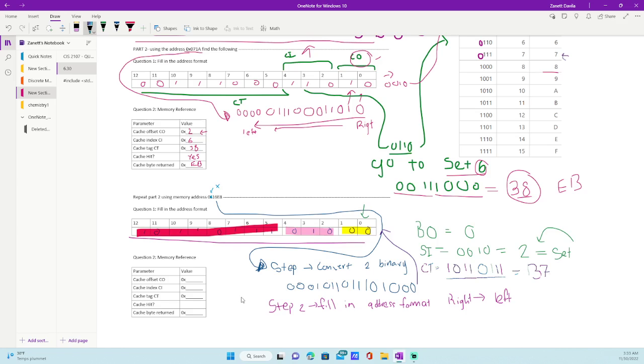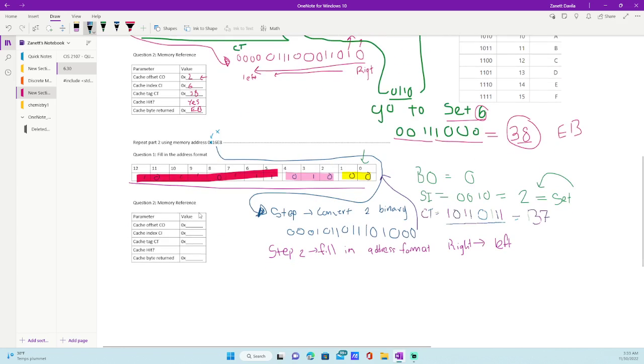Okay, so I'm just going to quickly fill this in because we already have it. So again, what's our cache offset? It'll be 0. Our cache index, which is right here, it'll be 2. Talking about our set. Cache tag will be B7.